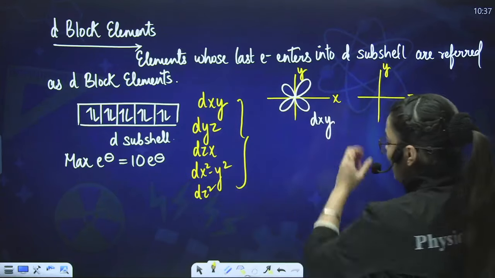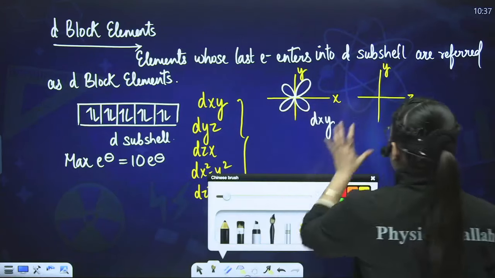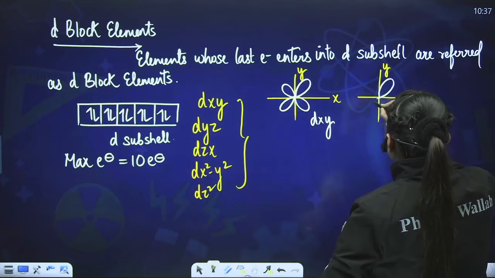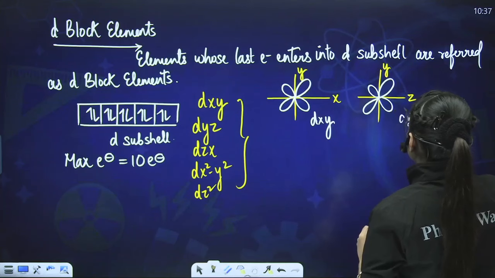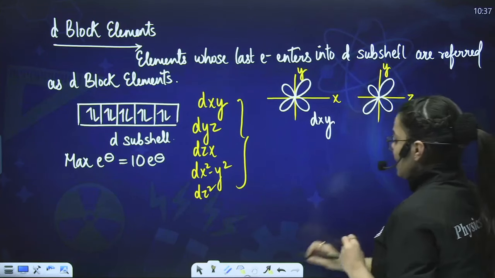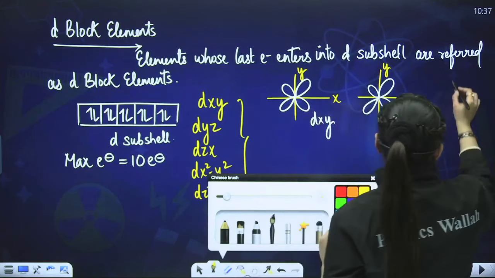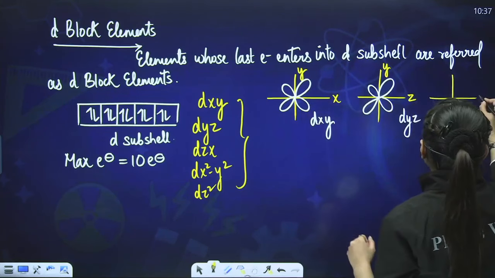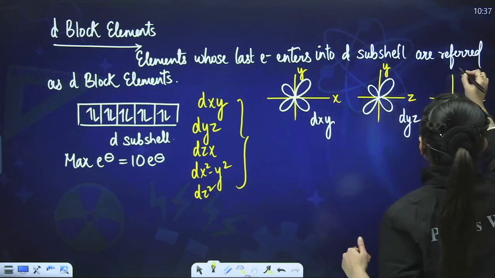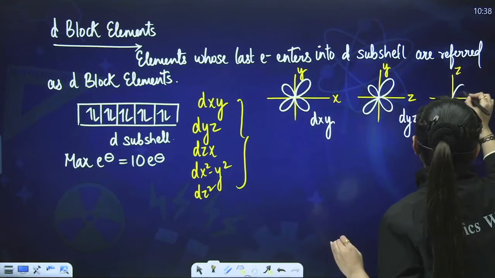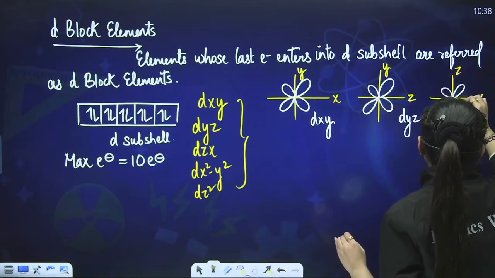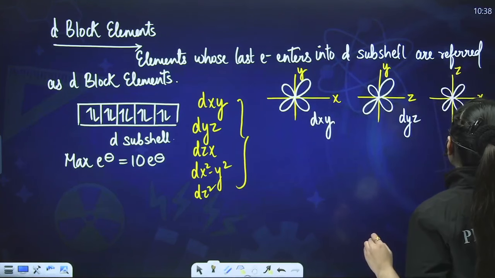This you shall see by looking at the particular structures over here. Now again, the lobes are present in between the axis. Now this is for dyz. Now if I have to draw for dzx, and if I'm considering this as my x-axis and this as my z-axis, then the lobes shall be present again in between these axes. This is xz.